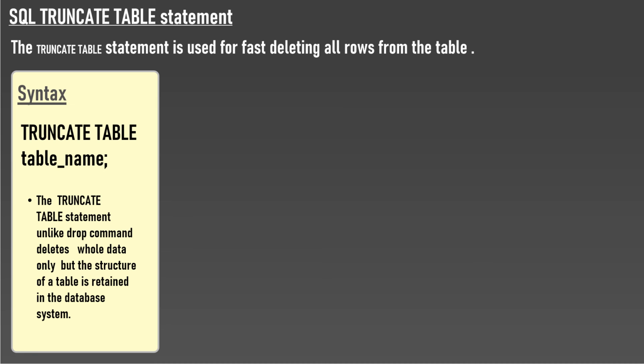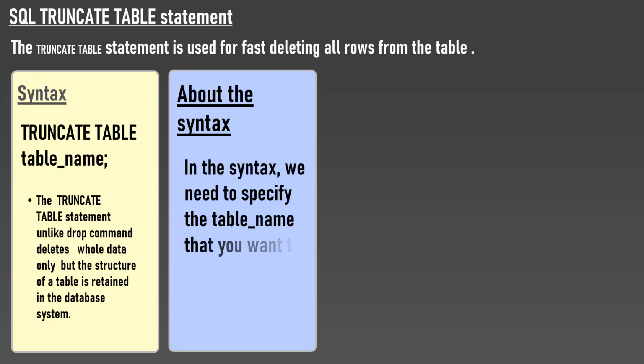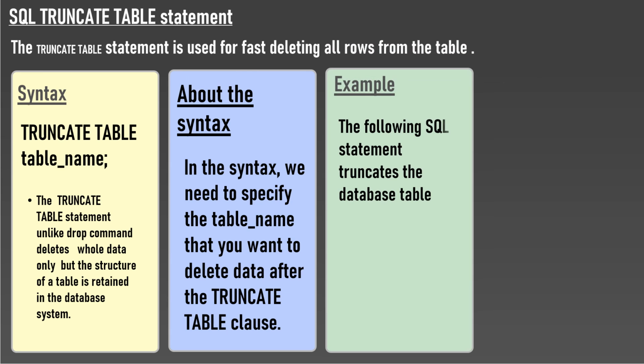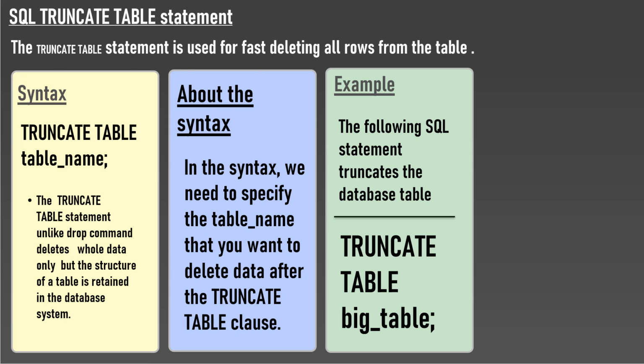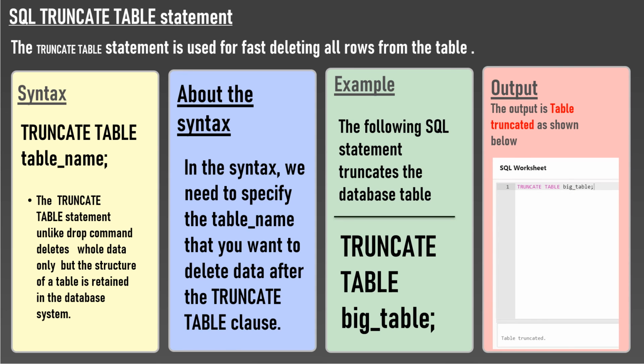The syntax is given as TRUNCATE TABLE table name. This syntax specifies the table name whose records we want to delete permanently, while keeping the schema of the database as it is. For example, we want to delete the records from the big table which exists in the database system. The output for this truncate table command is displayed as table truncated.